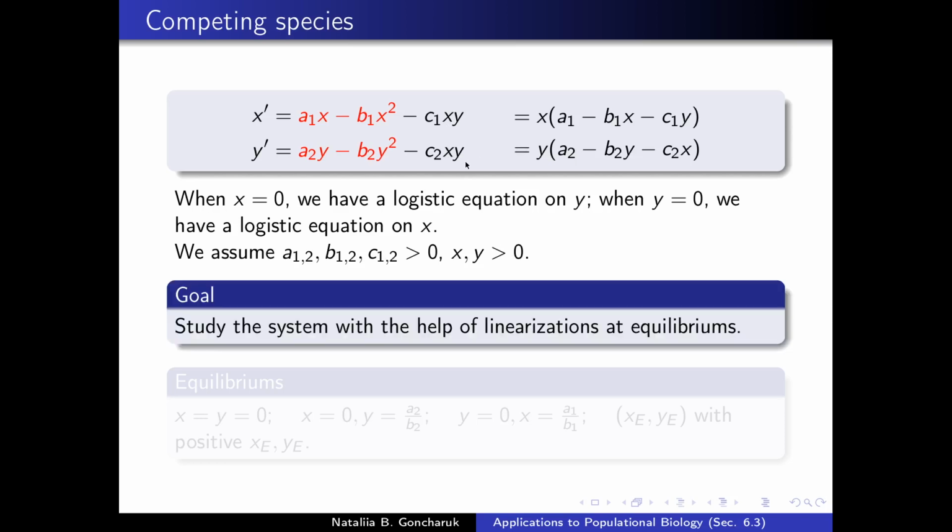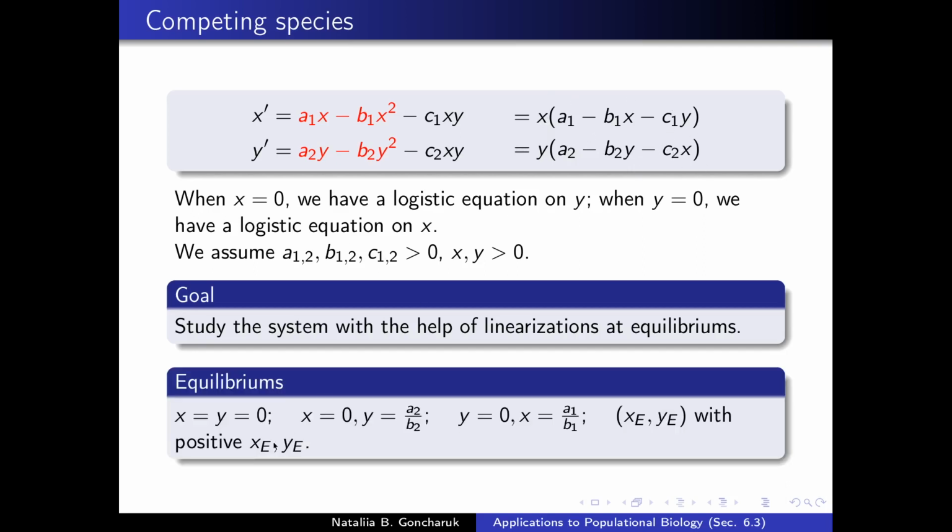We are going to study equilibriums of this system using linearizations, as we discussed in the previous lecture. So first of all, let's find equilibriums. Equilibriums should be zeros of the right-hand side. So either X and Y are both 0, or X is 0 and this bracket is 0, or Y is 0 and this bracket is 0, or both brackets are 0. We have 4 possibilities. This gives you 4 equilibriums.